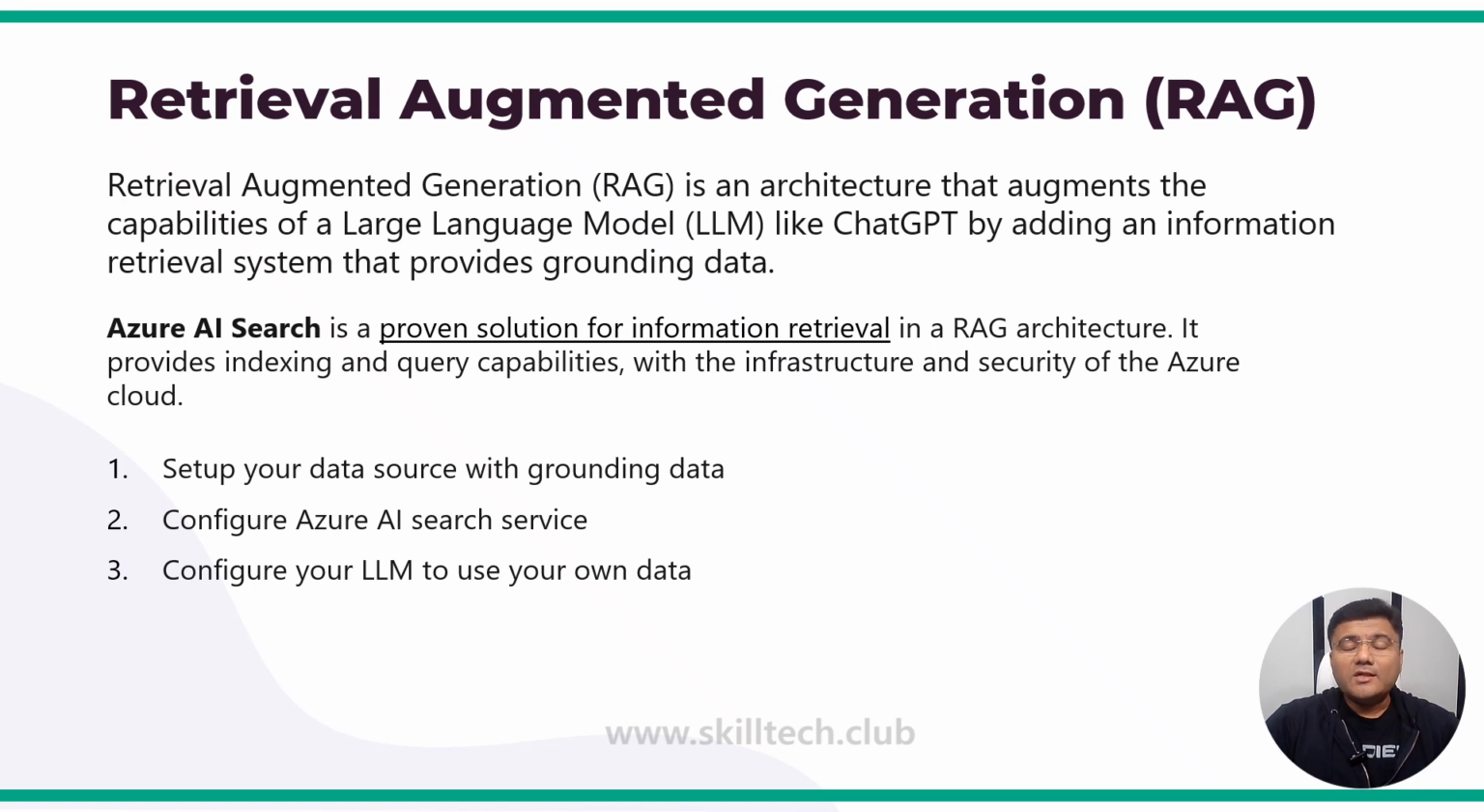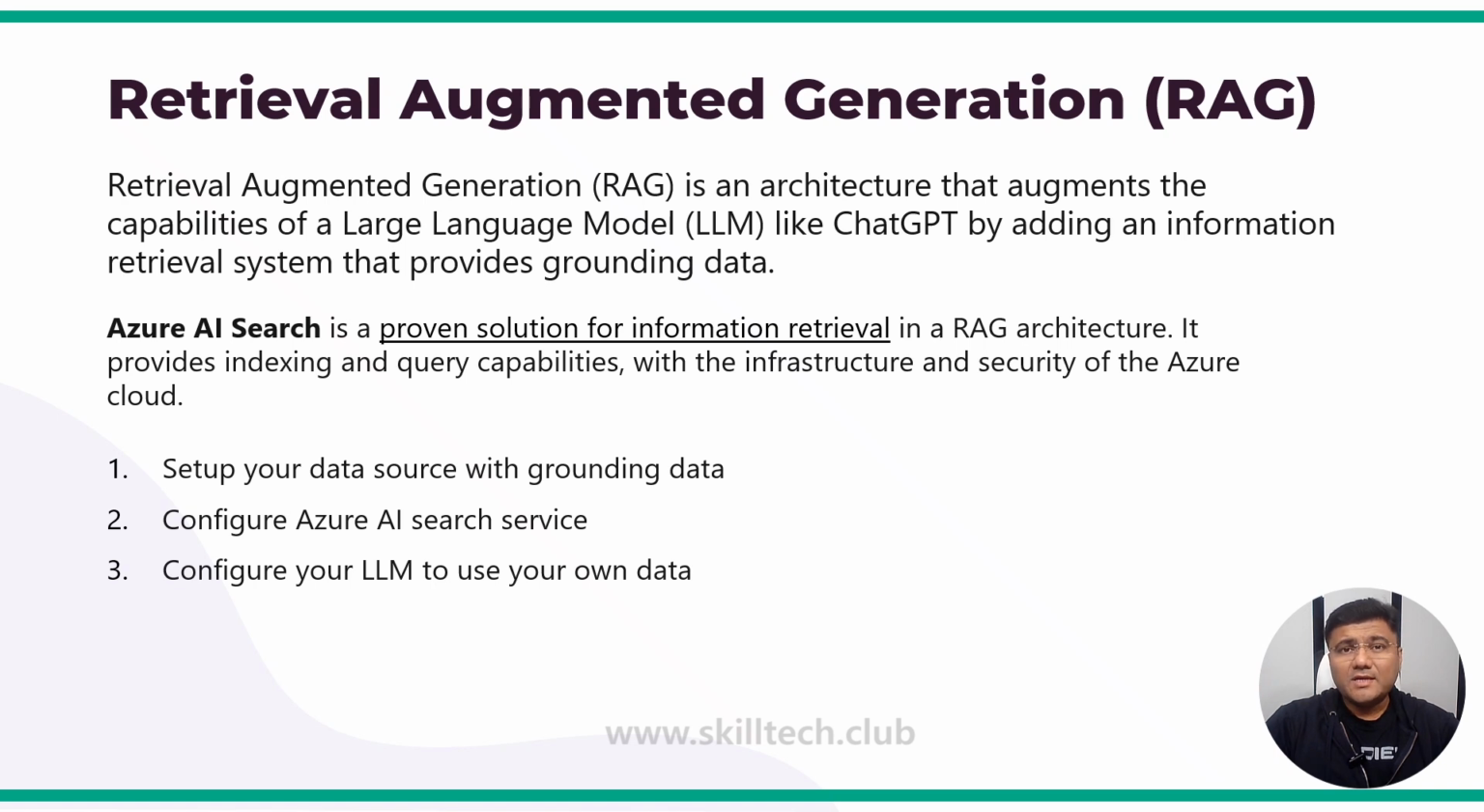Now, if you ask me what exactly we will do, the process is divided into 3 steps. The first step is you have to set up your data source with grounding data. So basically, whatever format of the data you have, you have to put it into some kind of data source, which can be a data lake, it can be a storage account, it can be Cosmos DB, or whichever way you want. But first you need to set up this kind of data source. The second step is you have to configure Azure AI Search Service, and you have to connect Azure AI Search Service with that data source so that it can fetch and process that grounding data, and it can create indexes based on that which are searchable.